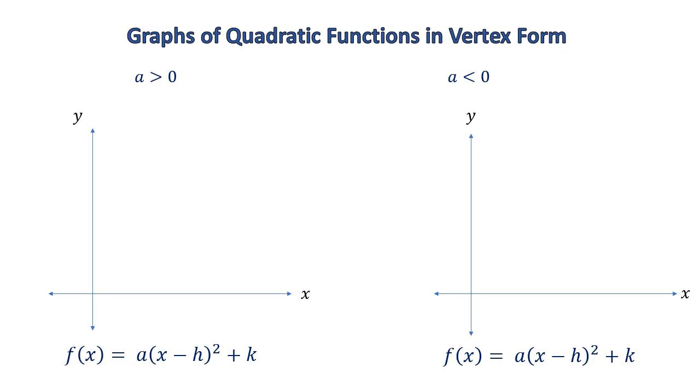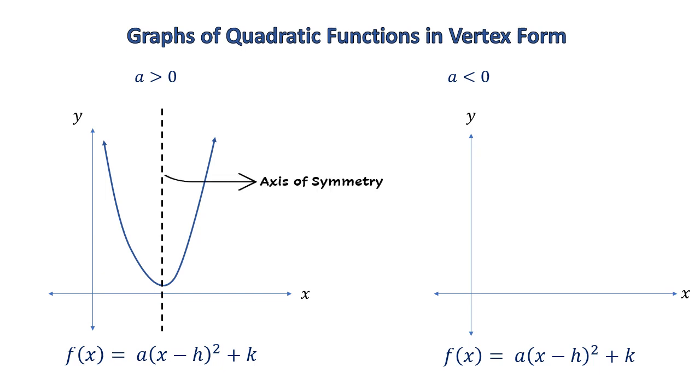Now, graphing a quadratic function in vertex form. Also, if a is positive, we have a parabola concave upward. We have an axis of symmetry, which has the formula x equals h. Now, the vertex is the minimum, and the vertex has coordinates (h, k).